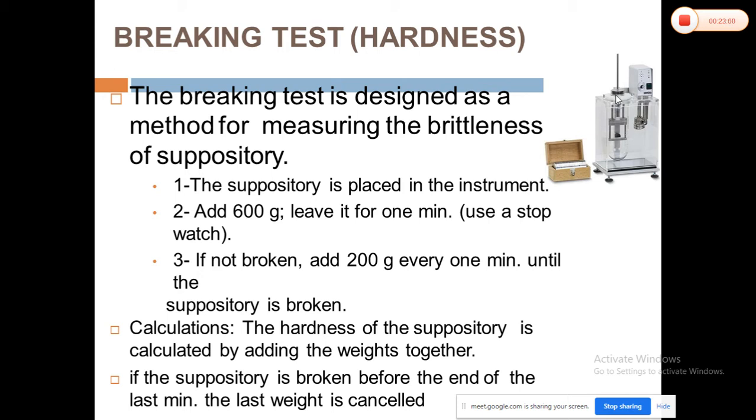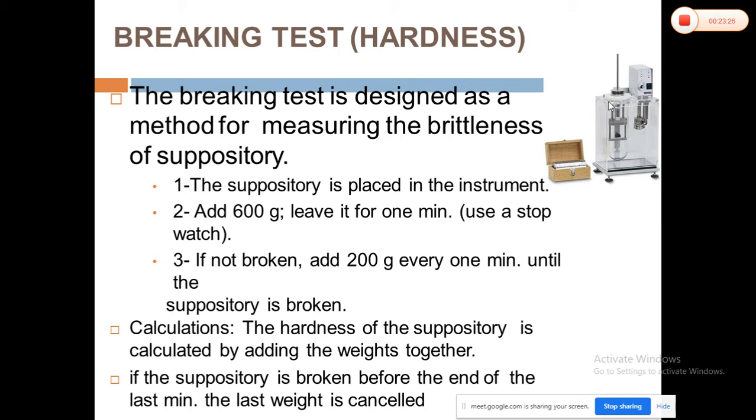Then we wait for 1 minute. You can use a stopwatch. Within 1 minute, the suppository should break. So 600 gram weight will be required; that will break the suppository.